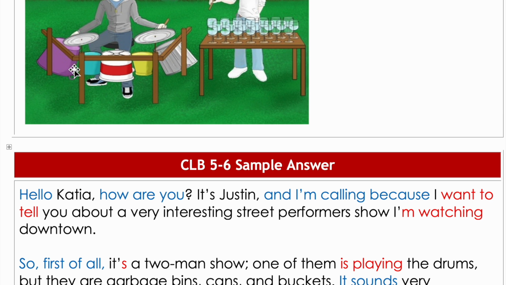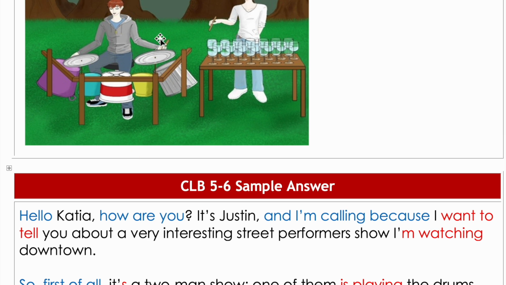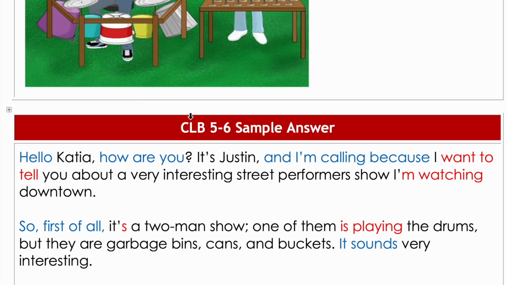And then you said, it sounds very interesting. Okay, so we need to say, why is that interesting? And it's interesting because they are drums, but they are made of, or they are garbage bins, cans, and buckets. Okay? And you said it sounds very interesting.